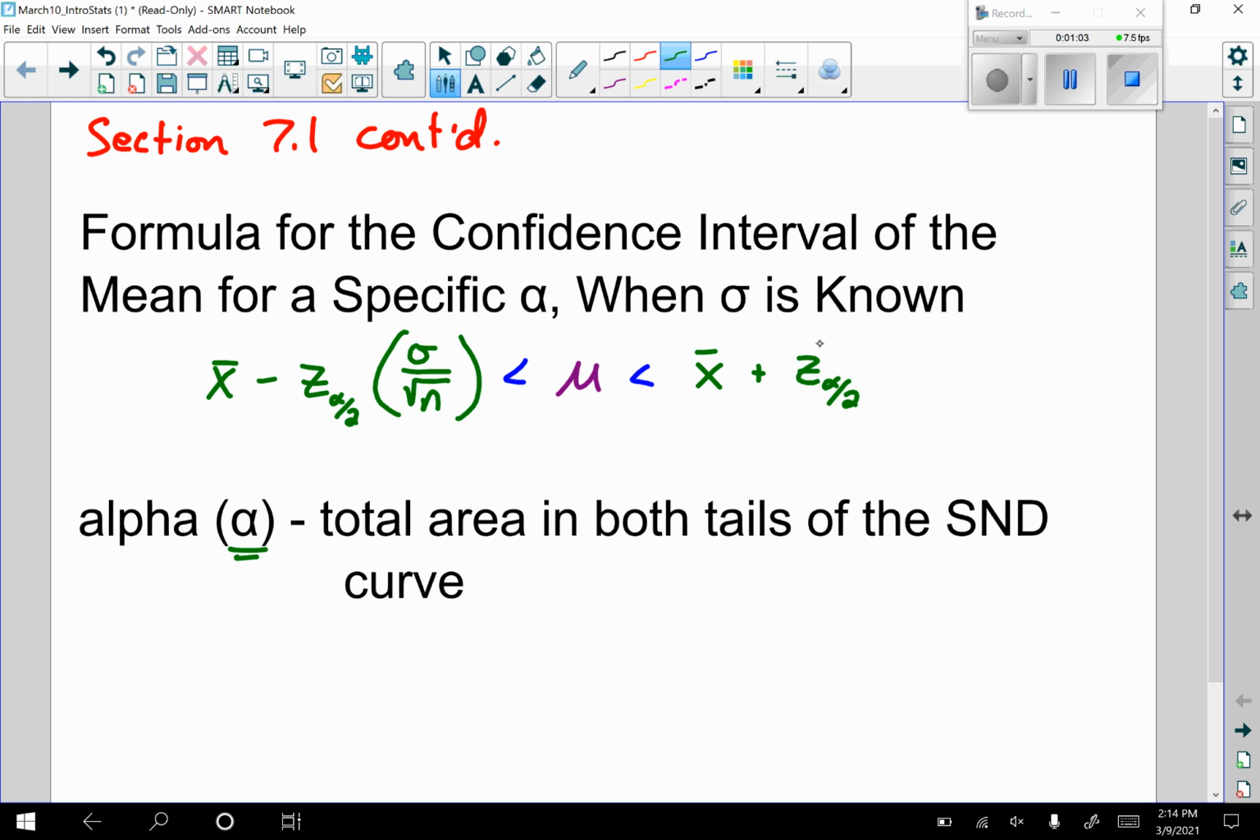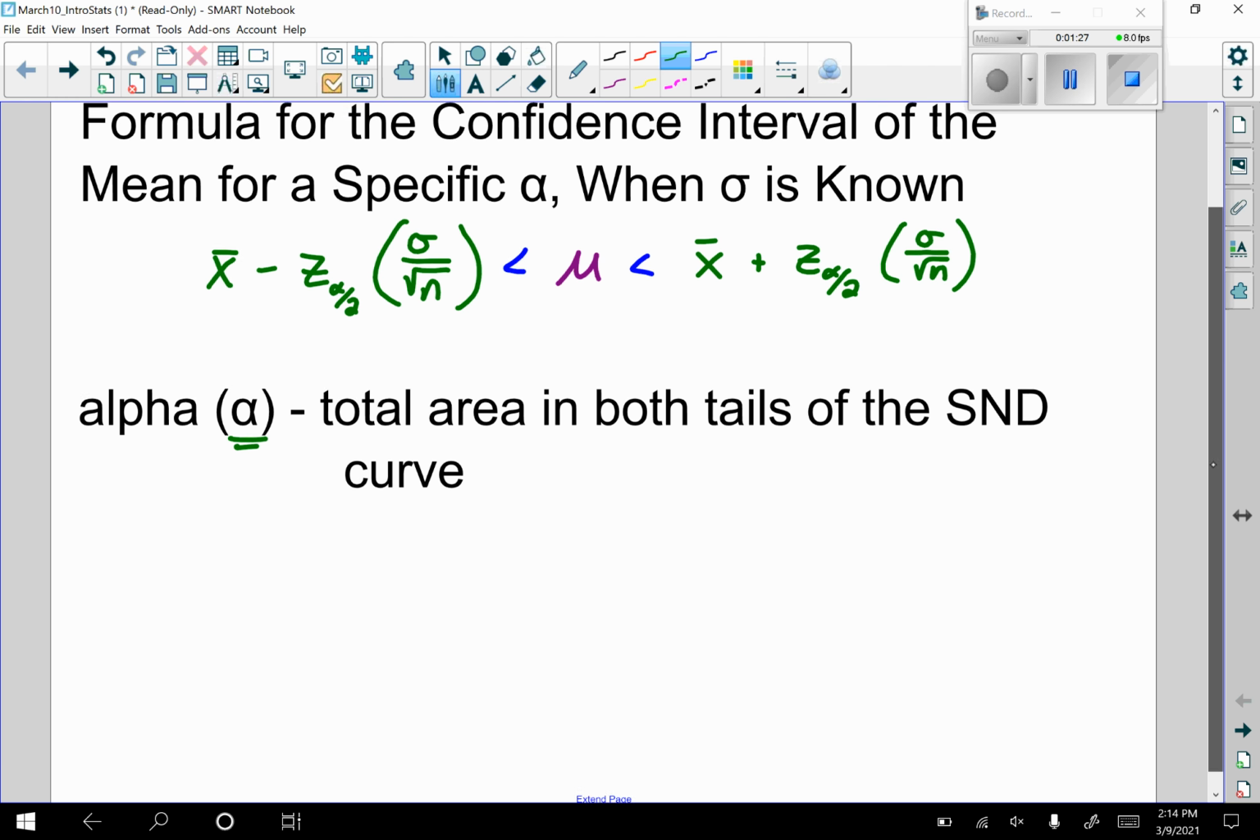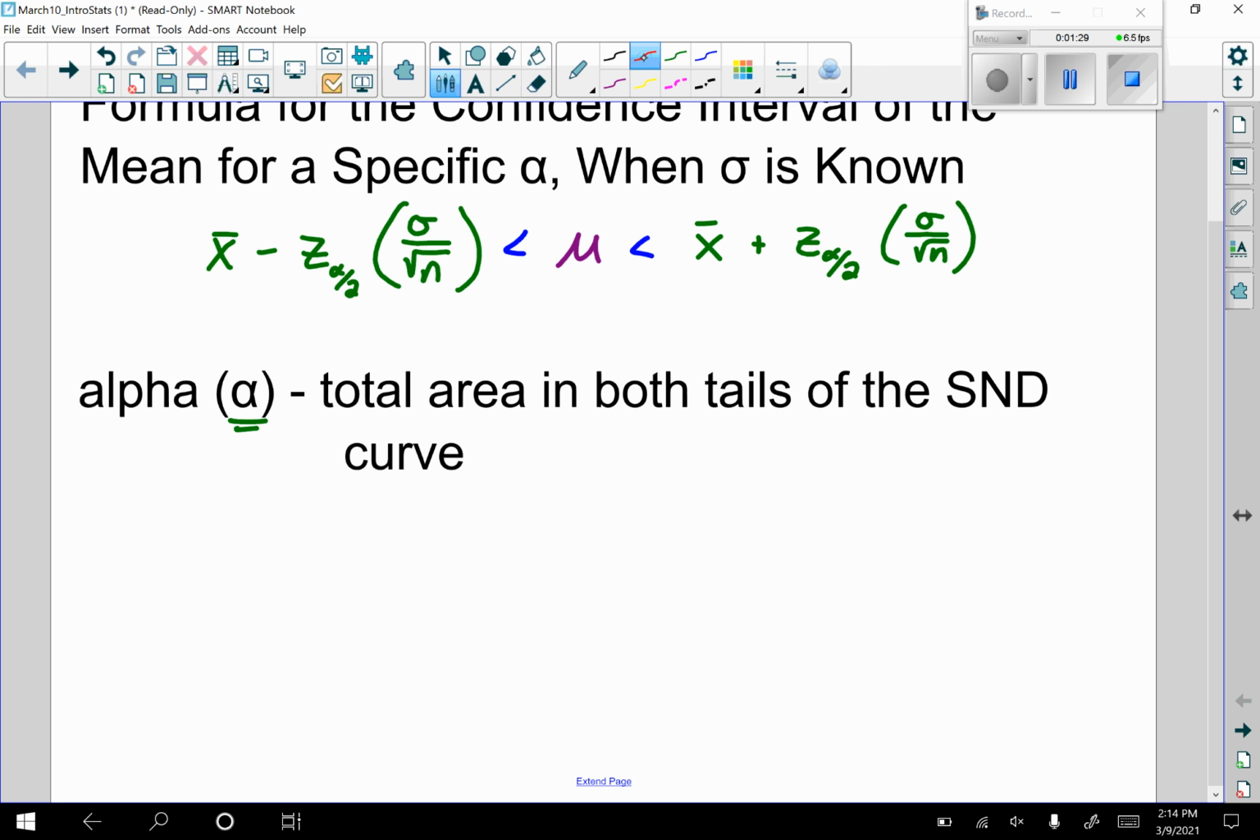So that phrase like give or take, that's what we're saying. Our sample mean is going to be give or take a couple values to give us this population mean. Or vice versa. Our population mean is going to be within these two values here. So this alpha, this is the total area in both tails of the standard normal distribution curve. So we're going to make a sketch of this for each of those three common confidence levels.